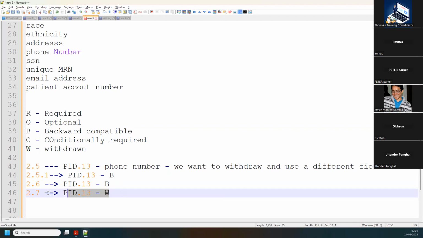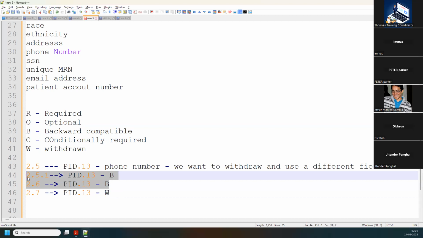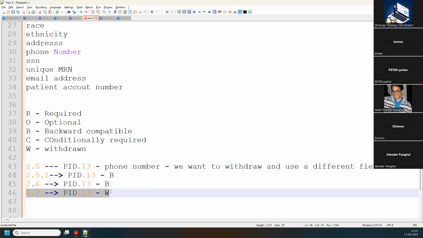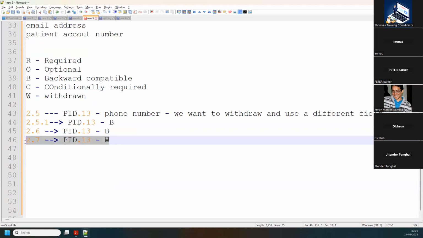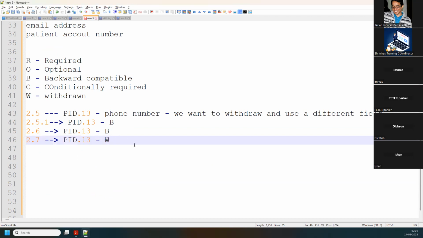So before withdrawing the usage of any field, HL7 will mark that field as backward compatible for at least two versions. That's where you will see backward compatible. And later, once it is completely withdrawn, you will see it as a withdrawn field. If a field is withdrawn, it may be used somewhere else, or it may be concatenated into another repetition related field, or there will definitely be an alternate choice for that before marking it as withdrawn.